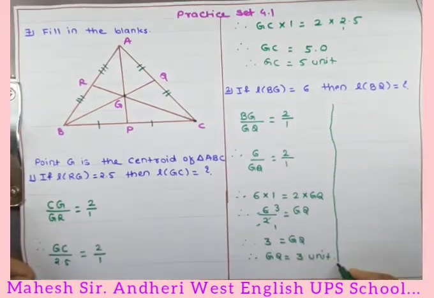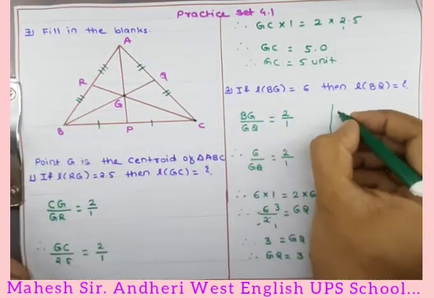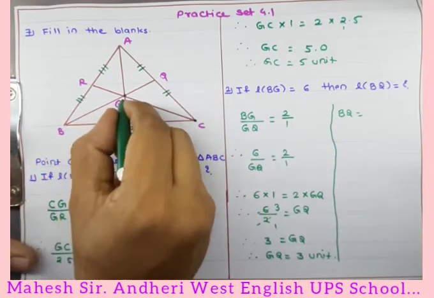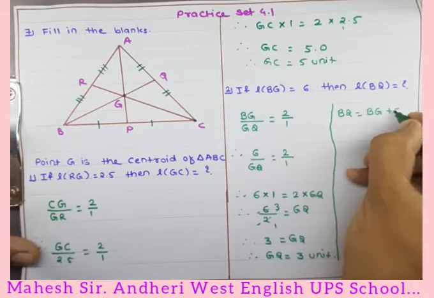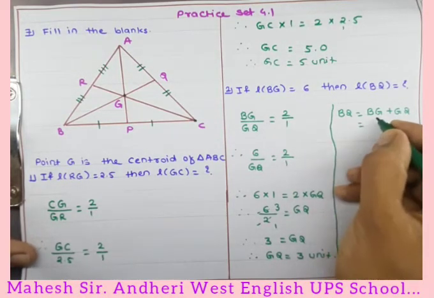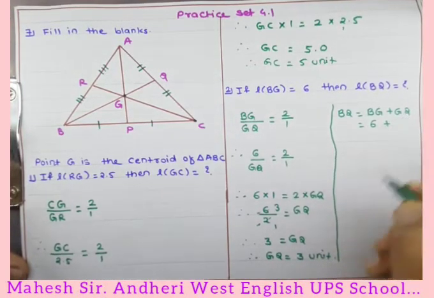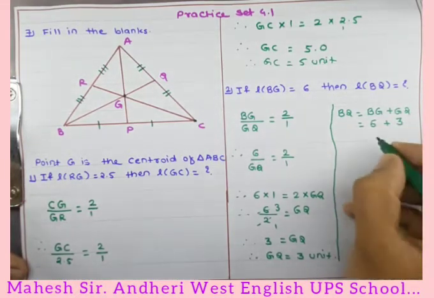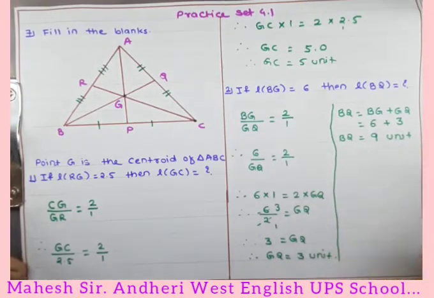But we have to find out BQ, right? If we see the diagram carefully, BQ is nothing but the addition of BG and GQ. So I will write that BQ is equal to BG plus GQ. They have given BG as 6, so I will write 6 plus GQ. We have calculated that GQ is 3, so I will write 3, and the total 6 plus 3 is 9 unit, right? So our answer is BQ is equal to 9 unit.